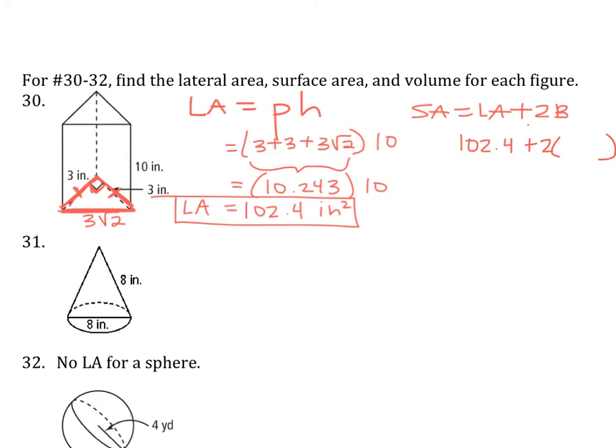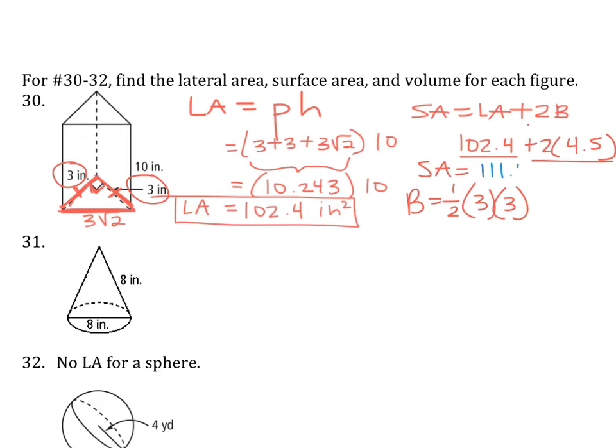Whoa, 39. Cut in half, right? Because if these are your two legs, 3 and 3, then the area of the triangle is 1/2 times the base times the height. So half of 9 or 4.5. So you're doing 102.4 plus 9 for your surface area. So your surface area comes out to 111.4 square inches.